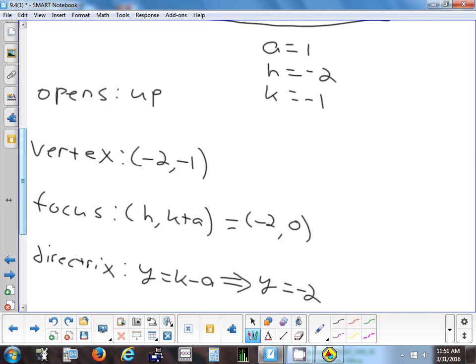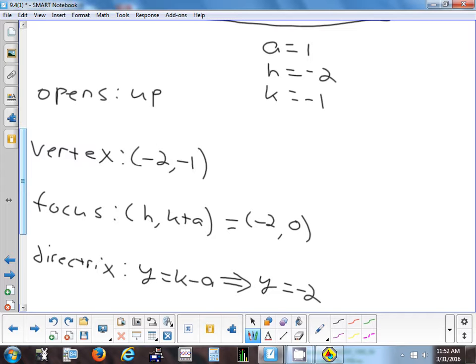Okay, what's the distance between my vertex and my focus? Yep, they're 1 unit apart. What's the distance between my vertex and my directrix? Yeah, 1 unit. Okay, and that should be the same. Those two numbers we just said should be equal. Okay, any questions on it?